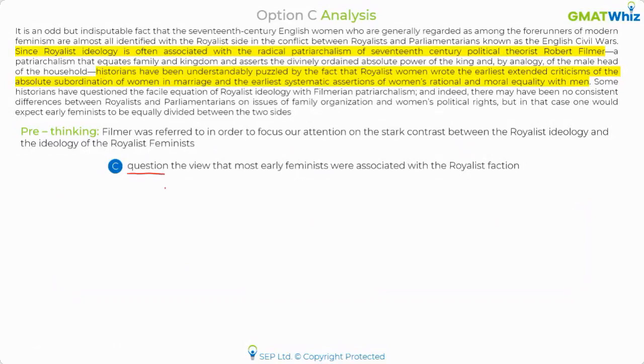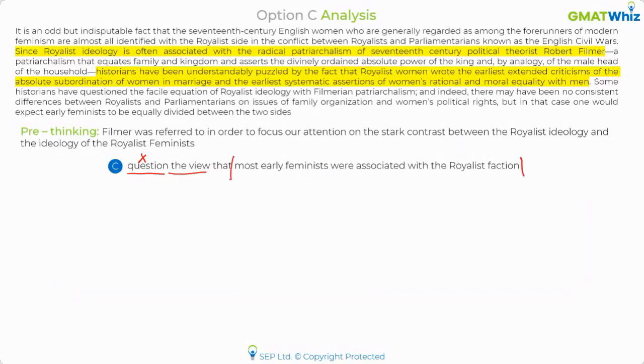First of all, is the author questioning, challenging anything? The author is trying to clarify why something is odd, but is the author questioning anything? First of all, I am not happy with the word question, the verb question. The function is not to question anything. Moreover, let's see, what is the author going to question, a view? No. What is that view?